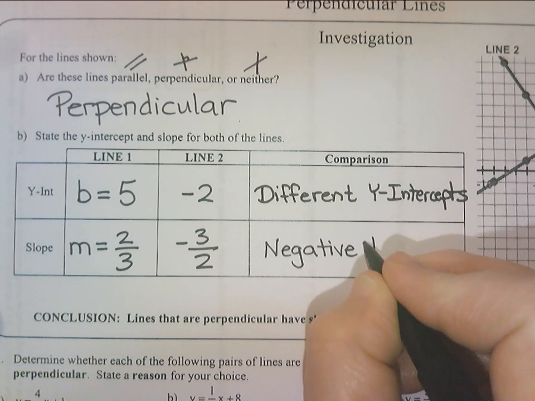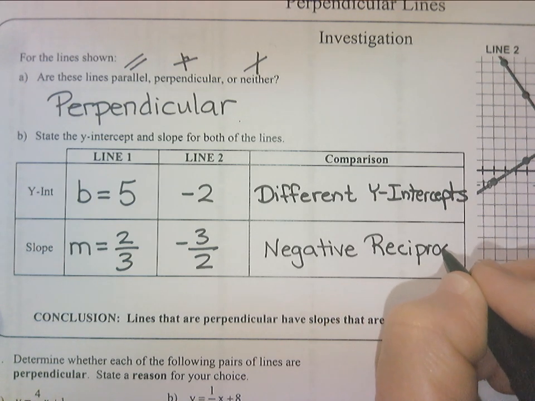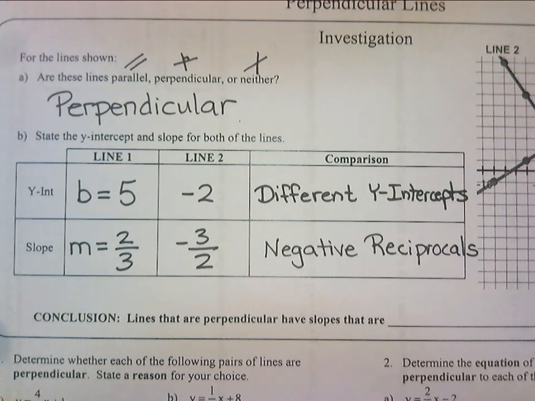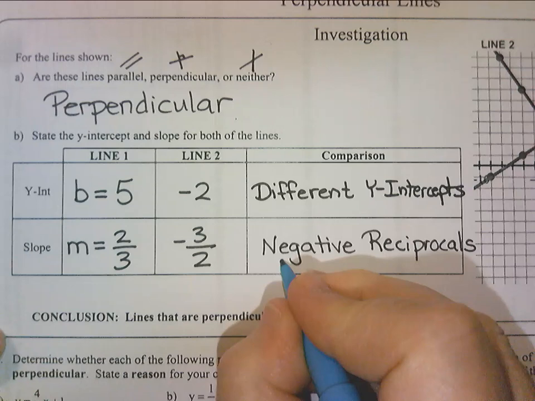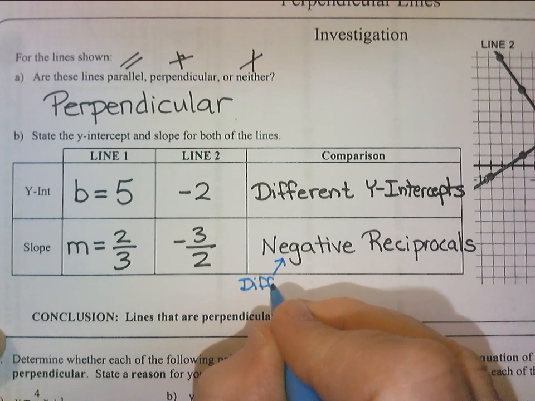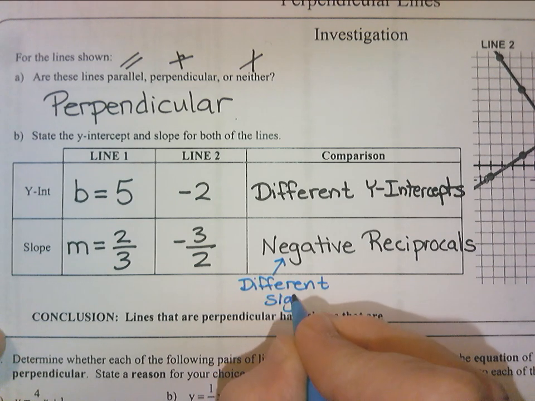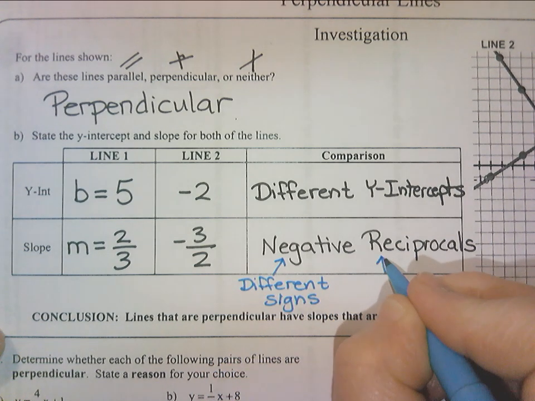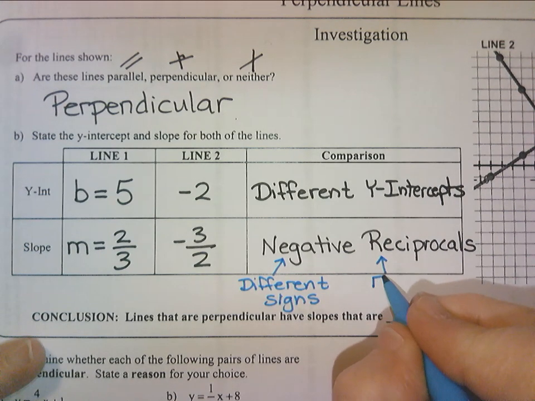So negative reciprocals. The negative part means they have different signs. So one is positive, one is negative. They have different signs. The reciprocal part means the fraction is flipped.